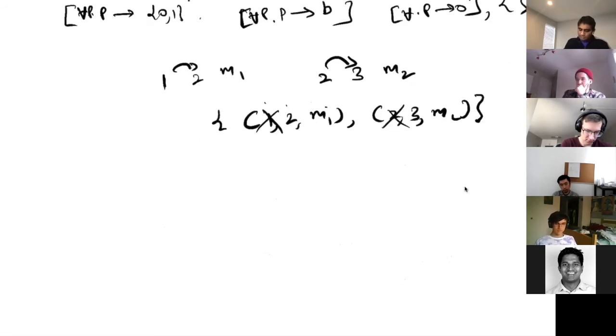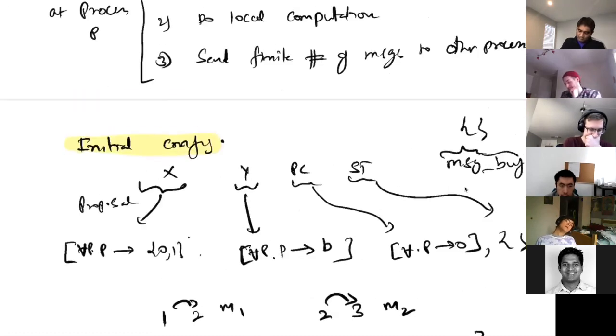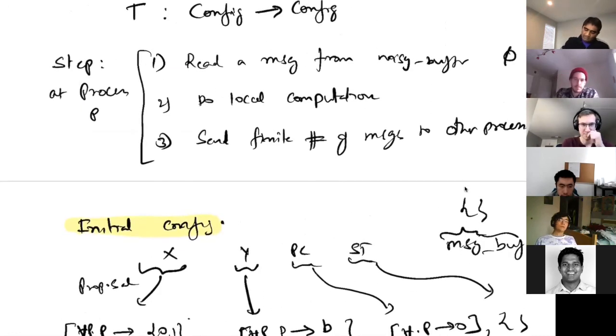I don't know why my system has suddenly gotten slow. So you map the initial configuration. Then what else? Let me check. Yeah. As I mentioned, there's the initial configuration, and then there is a step. Let me go back to the step.